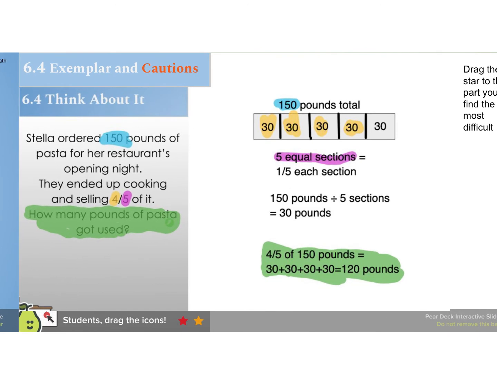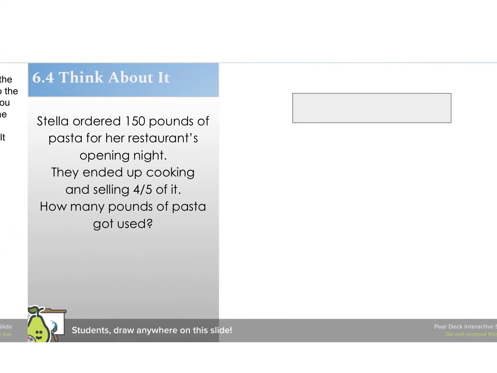Now, this is an exemplar for the next question. So if you're not sure how to do it, you can refer back to this slide. You're going to need to take 150 pounds and split it into 5 equal sections. Then you need to take 4 sections. So 150 divided by 5 is going to be 30 pounds each. Then you take 4/5. So I'm going to go through this question from here.